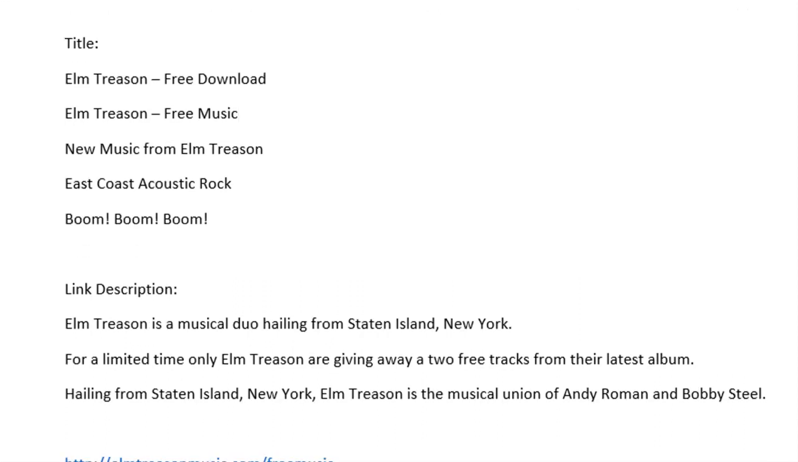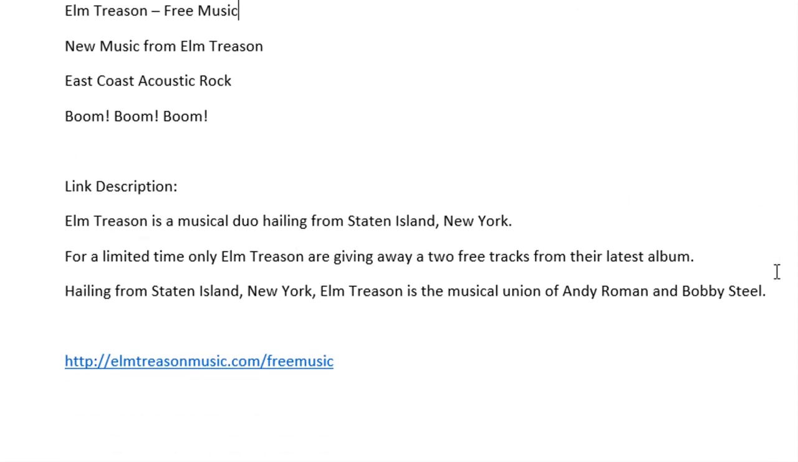The link description, I use what is just called a Wikipedia approach, just a brief summary like Wikipedia might make about an artist that summarizes who you are so people know what it is they're clicking over to. An example being, hailing from Staten Island, New York, Elm Treason is the musical union of Andy Roman and Bobby Steele. Not overthinking it, just getting real and describing who the band is. And you want at least 2 link descriptions. 3 is better, no more than 5. And then, of course, you need your landing page.